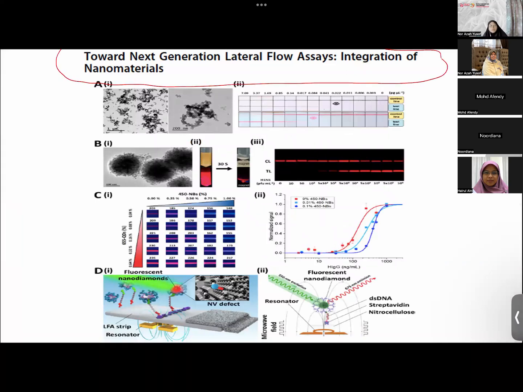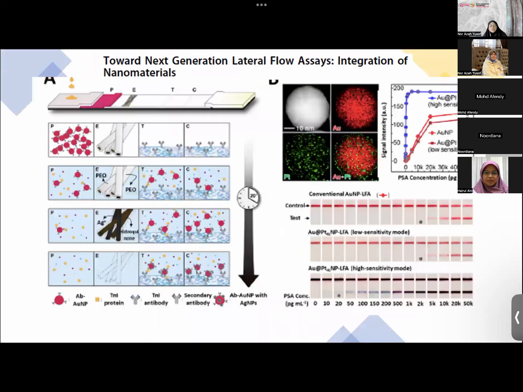integration of nanomaterial towards next generation. As I mentioned, we are so used to gold, but there are so many other nanoparticles that you can use and will give you better results. So here there are also examples of using nano diamond, and it is fluorescent based. Based on the reading, in terms of sensitivity, it is greater. Okay, so instead of just gold, we can use other nanoparticles.